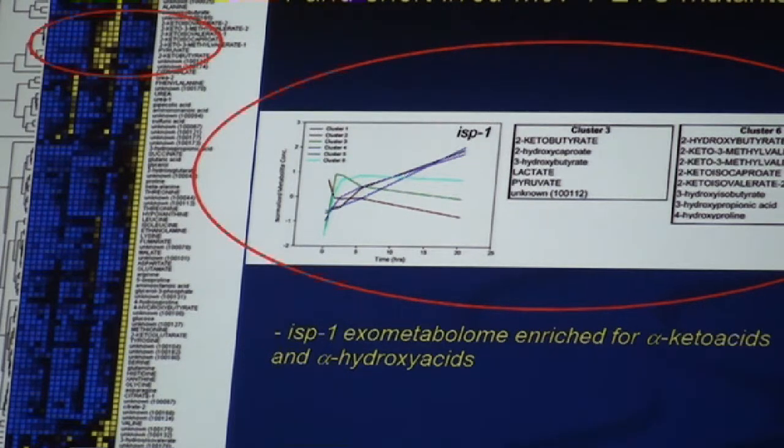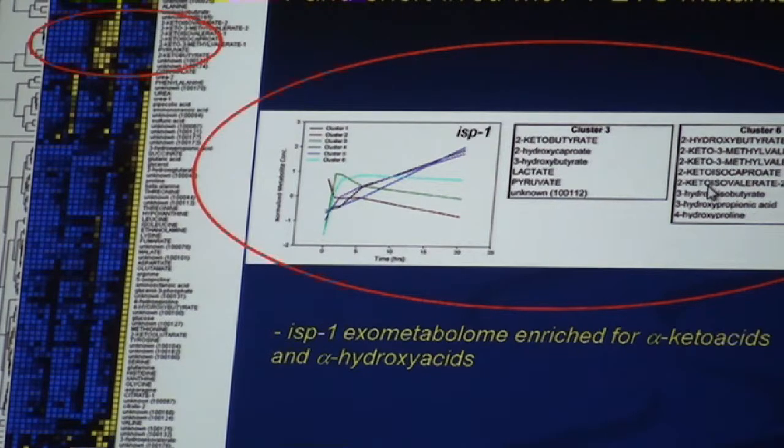Alpha keto acids, all that refers to is the old nomenclature for labeling from the acid group. This was the alpha carbon, alpha relative to the carboxyl group. So alpha keto acids and alpha hydroxy acids. You'll notice that what we pulled out were a bunch of branched chain alpha keto acids, pyruvate, alpha ketobutyrate, which is from threonine, and we also found the reduction products of many of these compounds, the hydroxycaproline. So that's what stuck out here.